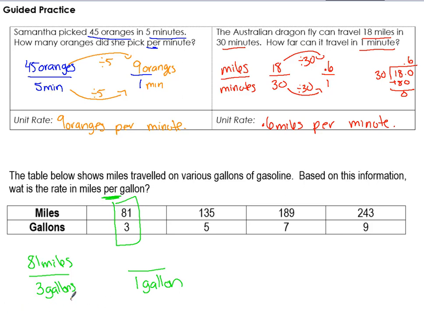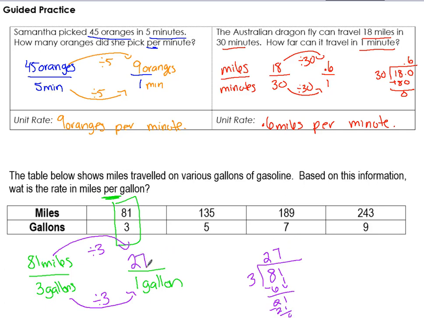Alright, so now you find your scale factor. 3 to 1. Well, you're going to divide that by 3. What you do to the bottom, you must always do to the top. So now you're going to do 81 divided by 3. Most likely you'll come to the side and divide it. 3 goes into 8 2 times. 2 times 3 is 6. Remainder of 2, bring down the 1. 3 goes into 21 7 times. And that's 0. So the answer would be 27 miles.